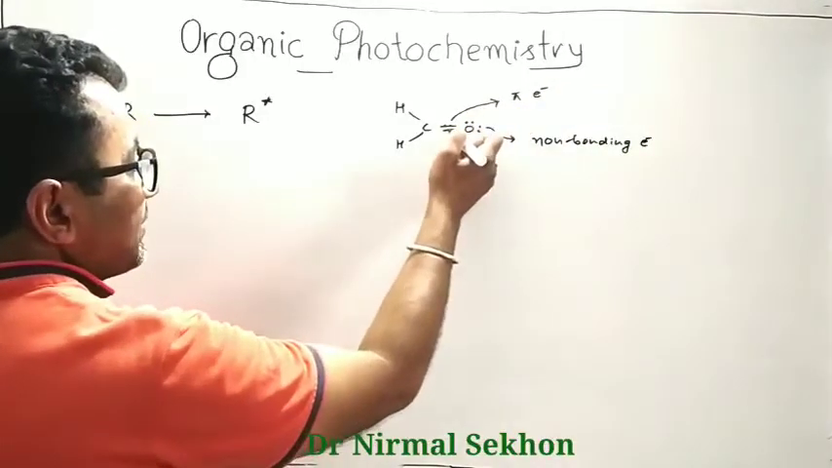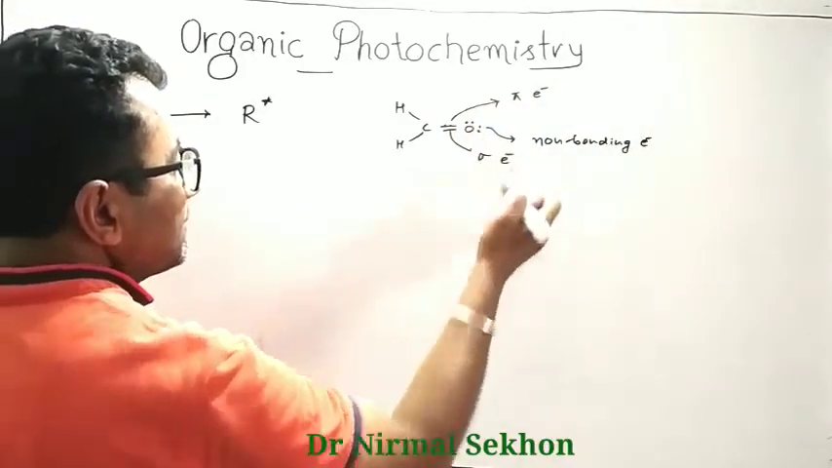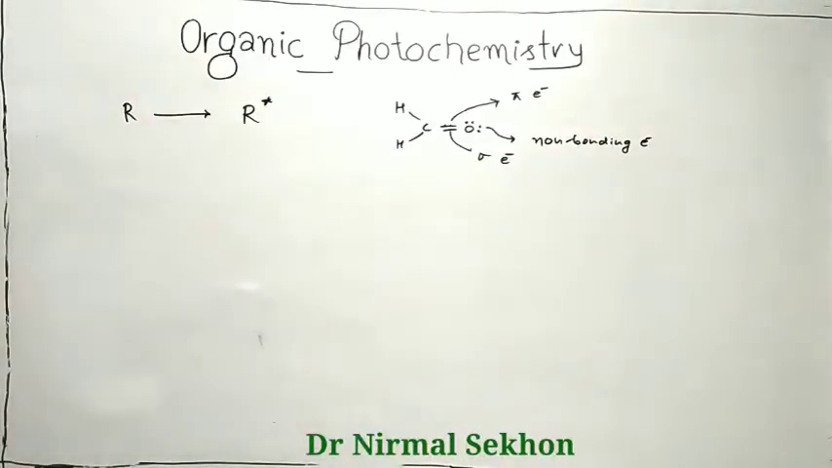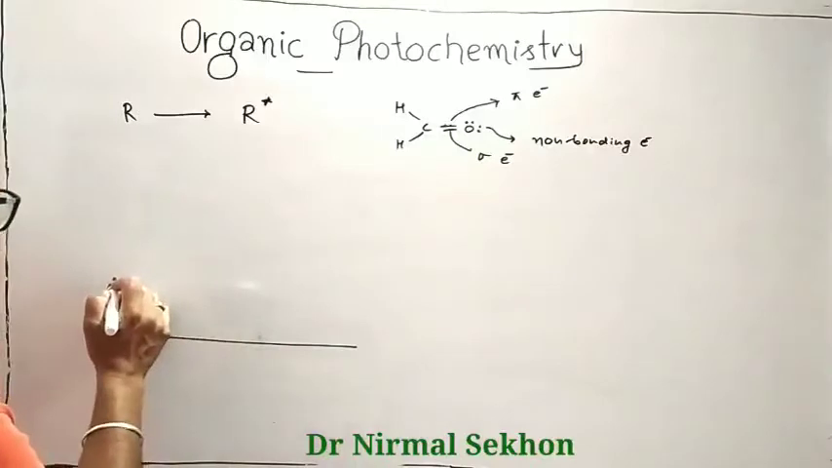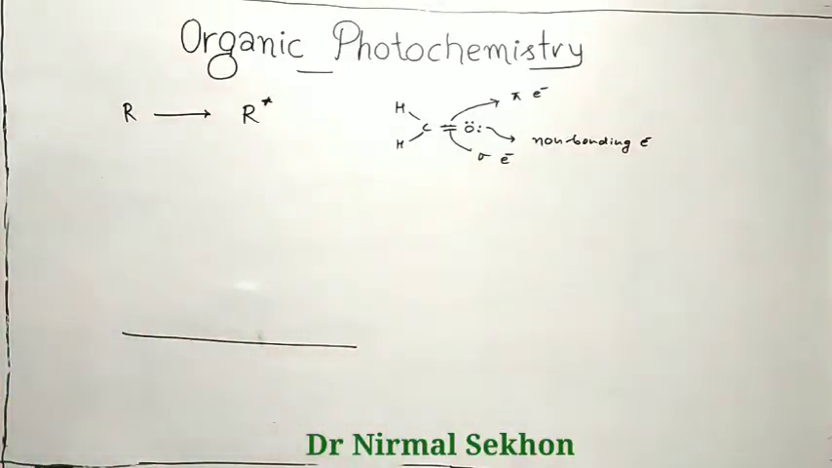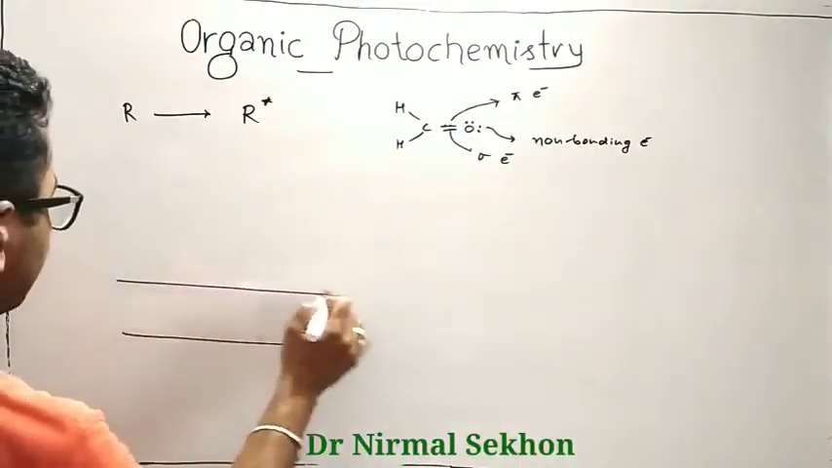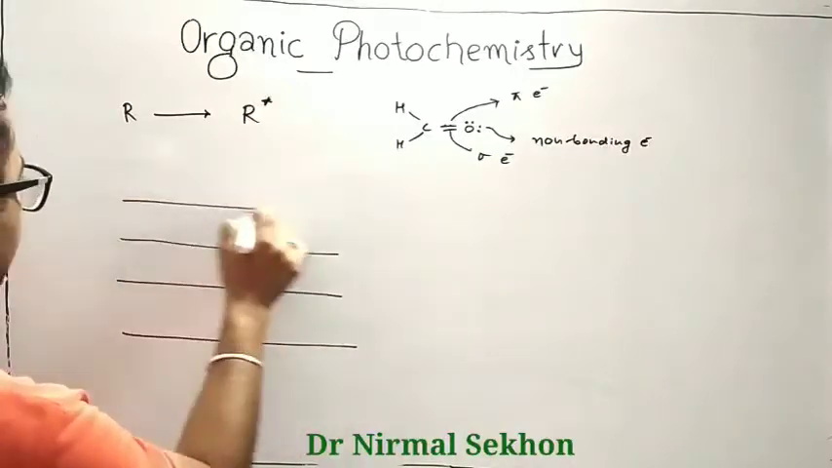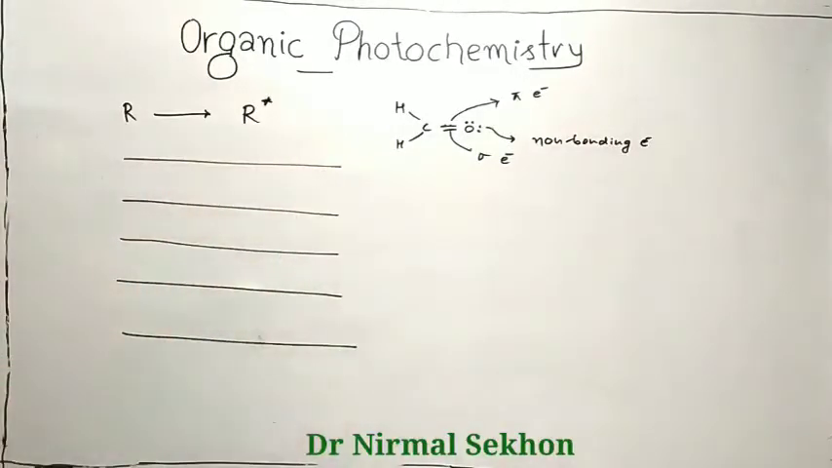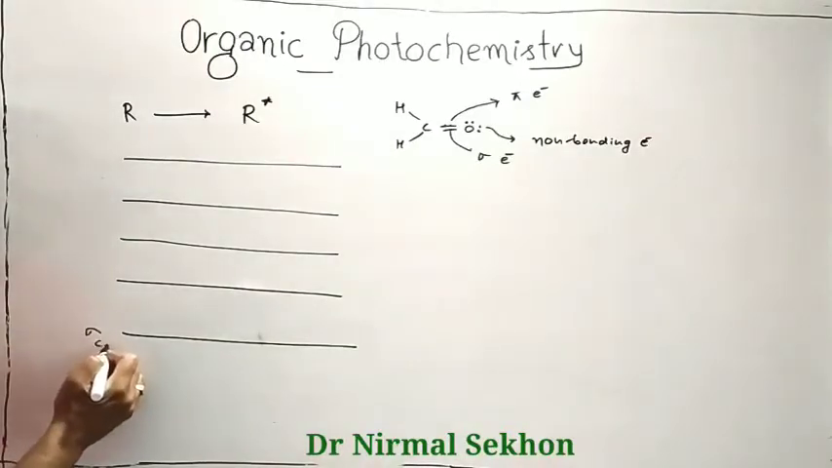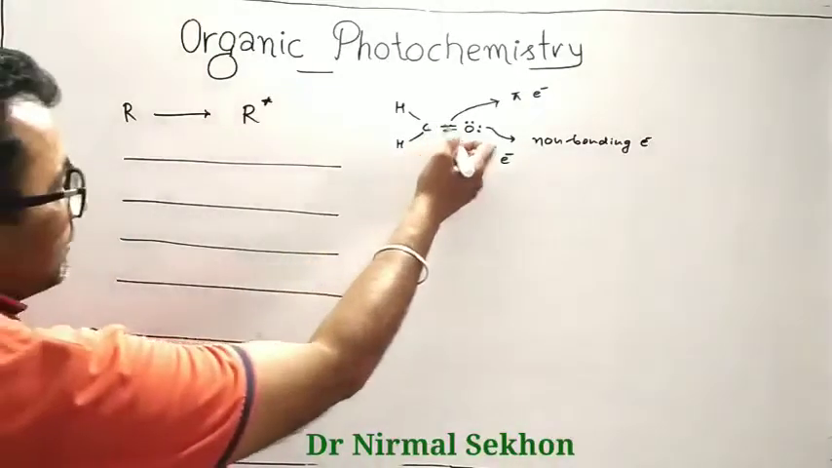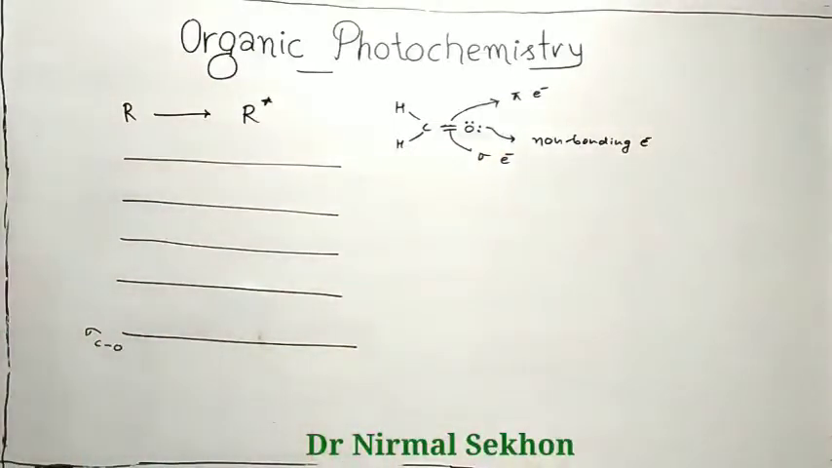Okay, and this bond is sigma, so these are sigma electrons. If you draw the energy levels of these, we can draw like this: these are the bonding levels and the various transitions. So this is your sigma CO. Sigma CO means the bond between carbon and oxygen, sigma electrons, and this is the sigma level.